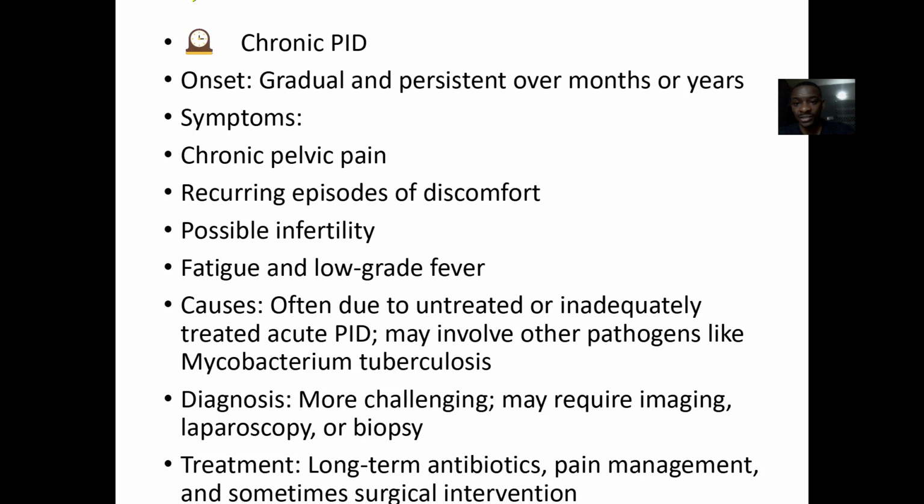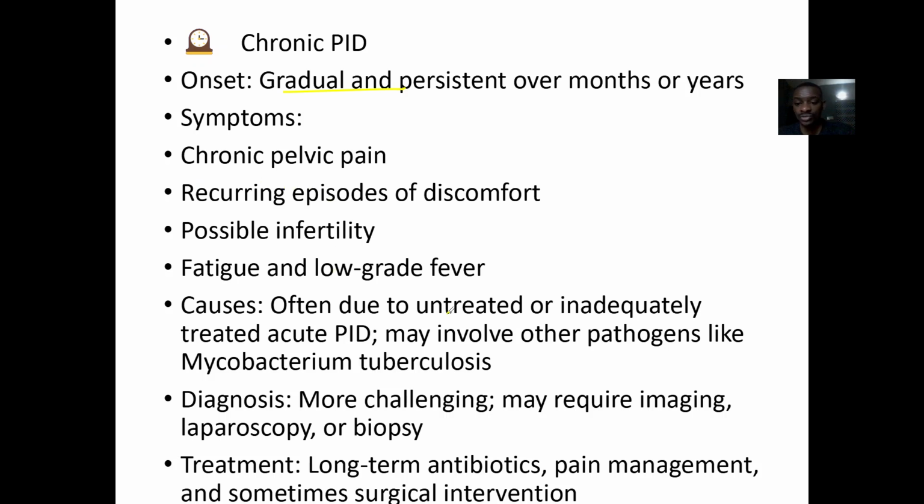While when you say chronic, the infection came in, but it was gradual and persistent over months or years. So there's chronic pain, the person has been feeling it for a very long time. Probably the disease has been coming, it remains silent, still comes back, you understand, so it's recurring. So of course such a patient may not be able to get pregnant because of the issue. Okay, she's weak and there's low grade fever, because the microorganism can gradually creep into your bloodstream.